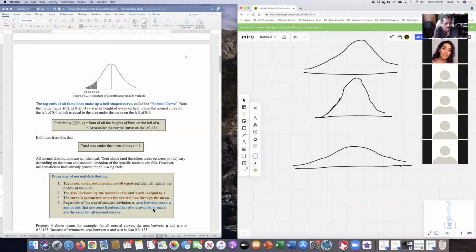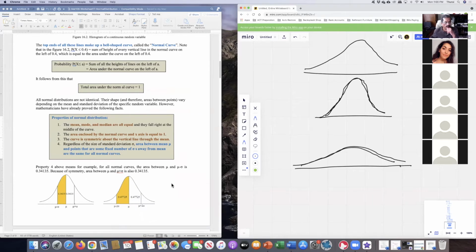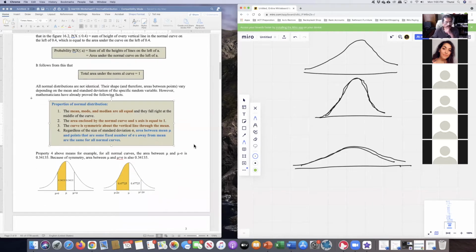So the standard deviation measures how spread the data is. If the data is widespread, then your normal curve is going to be like this. If the spread is narrow, it's going to be like this. So that's what determines how wide your curve is. And so that information, the standard deviation, we need.